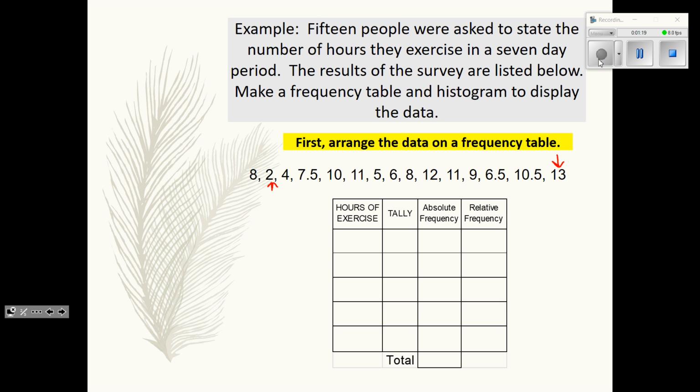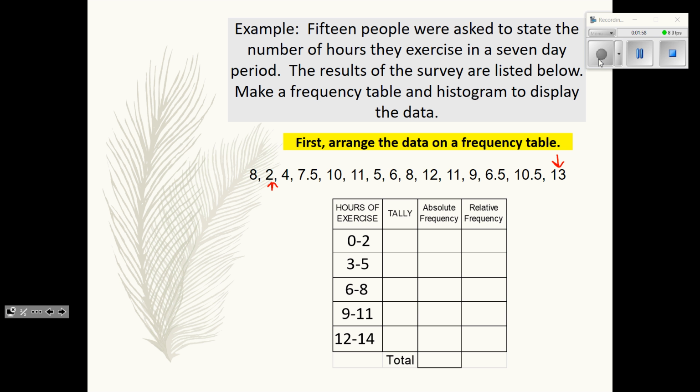And because most of the numbers don't repeat, instead of making a table where we list every single number, which is sometimes done if a lot of the numbers repeat, let's do a range. So the hours of exercise range from 2 to 13. We're going to break it up into 3-hour intervals: 0 to 2, so 0, 1, or 2 hours of exercise. Then 3, 4, 5, then 6, 7, 8, then 9, 10, 11, and 12, 13, and 14. Each one of them is a 3-hour span.